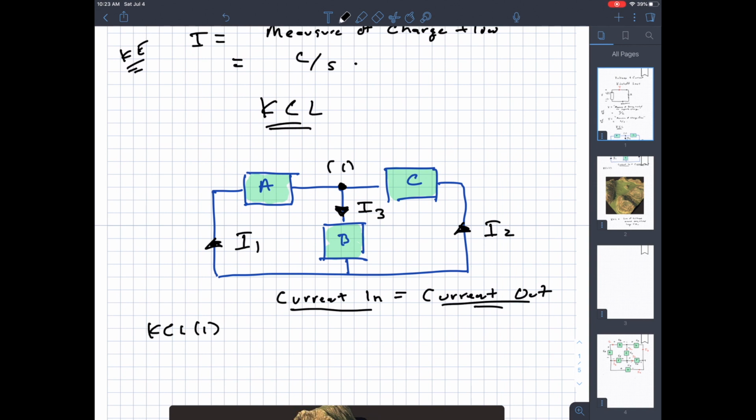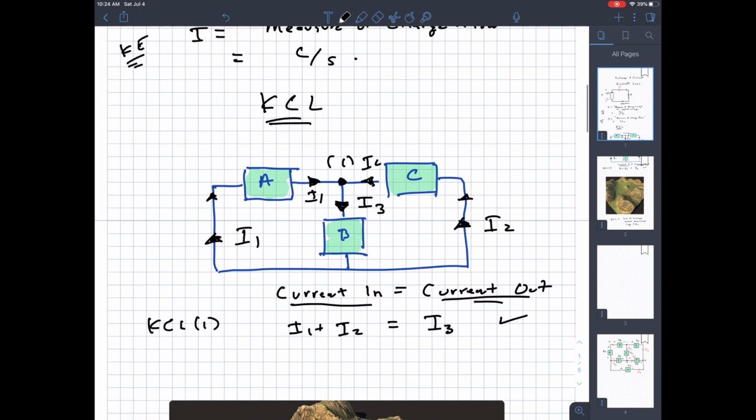implies that I have I1 coming into the node. Do you see that? Here's I1, it's moving this way. So through the element, the current just keeps moving through the element. Here's I1 coming into the node. I2 is also coming into the node because you keep moving it this way. So the currents coming into the node are I1 and I2, and the current coming out of the node is I3. KCL, piece of cake.